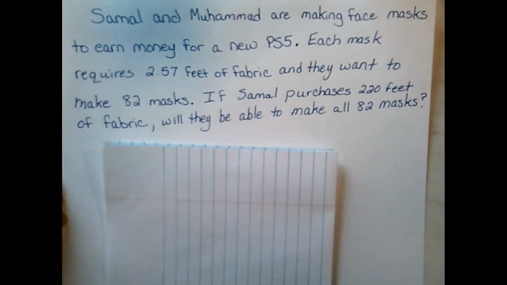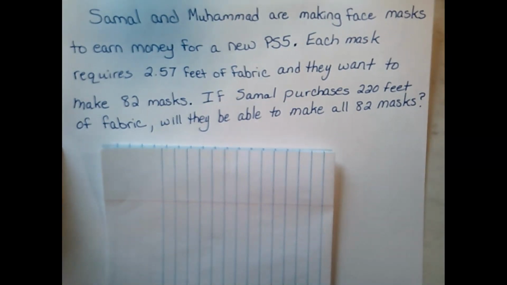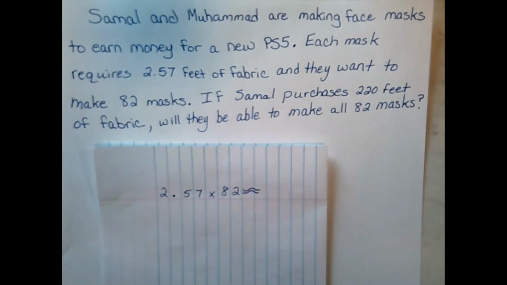Welcome back. So looking here, in order to solve this problem, I need to find out how much fabric is needed for 82 masks if each requires 2 57/100 of a foot. This is the multiplication problem I would use to find that out. The first thing I want to do is to get a good estimate so that I'll know if my answer is reasonable when I get to the end. How would you round these numbers to come up with your estimate? Pause here.